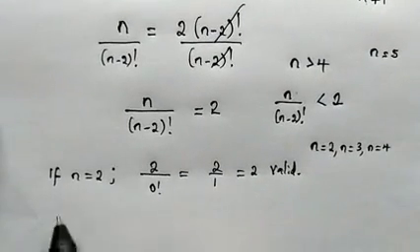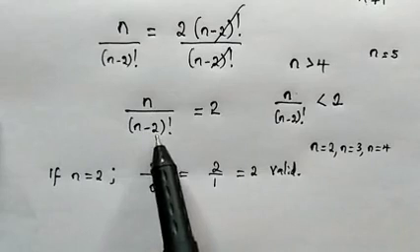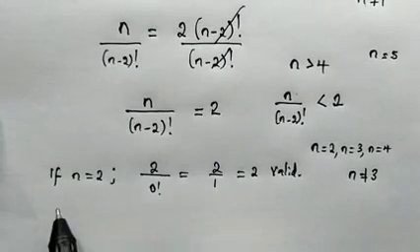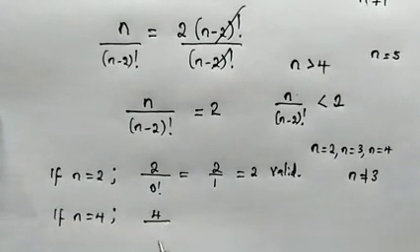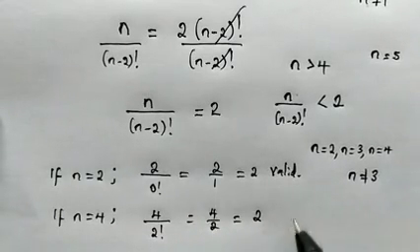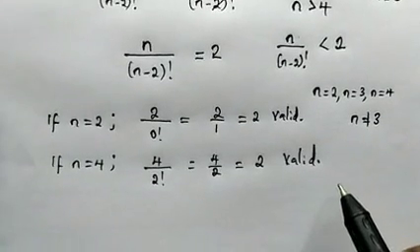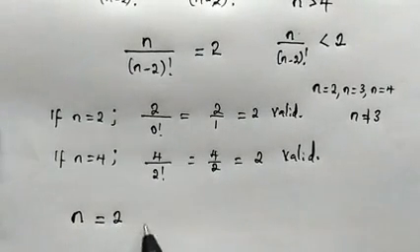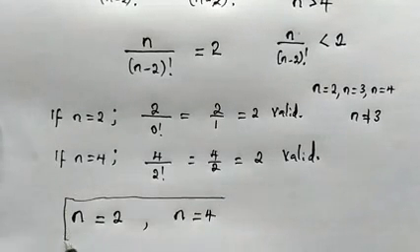If n is equal to 3, then we get 3 divided by 3 minus 2 factorial, which is 1 factorial. So 3 divided by 1 is not equal to 2, so n is not equal to 3. Now, if n is equal to 4, we get 4 divided by 4 minus 2 is 2, which is 2 factorial, which is equal to 4 divided by 2, which is equal to 2, which is also valid. So therefore, we have the only two integer solutions to the problem. We have n is equal to 2, we have n is equal to 4. So here we have our solution.